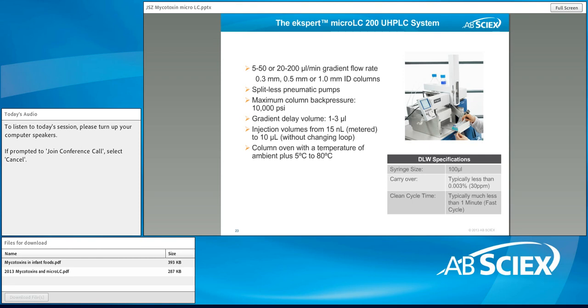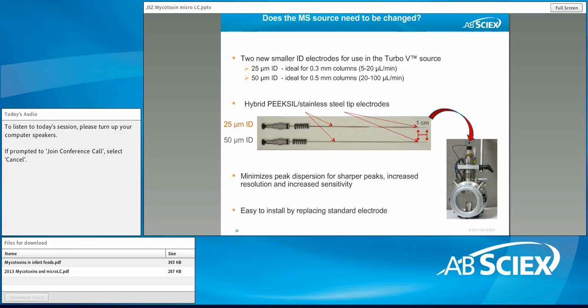And the maximum back pressure here is 10,000 psi, and the delay volume here is just 1 to 3 microliter. You can inject the sample from 15 nanoliter up to 10 microliter without needing to change the loop.